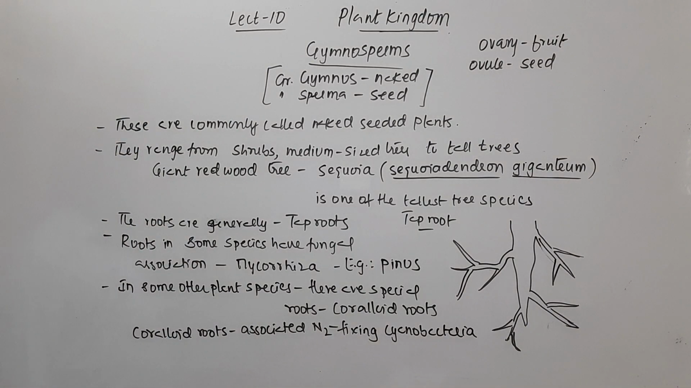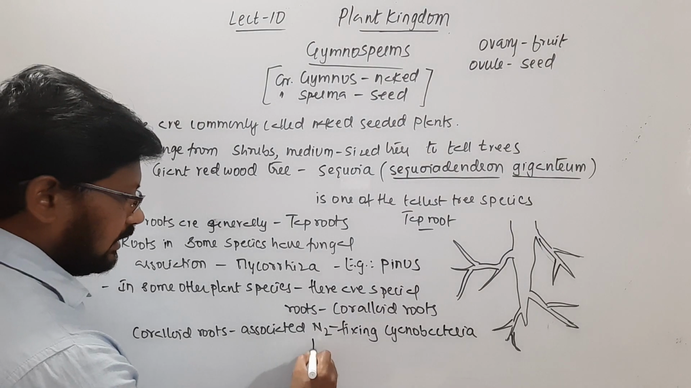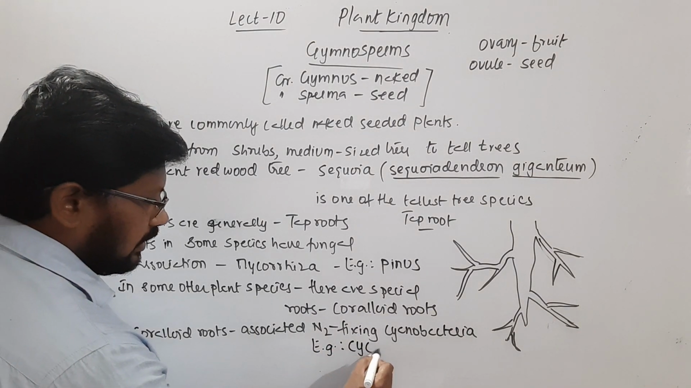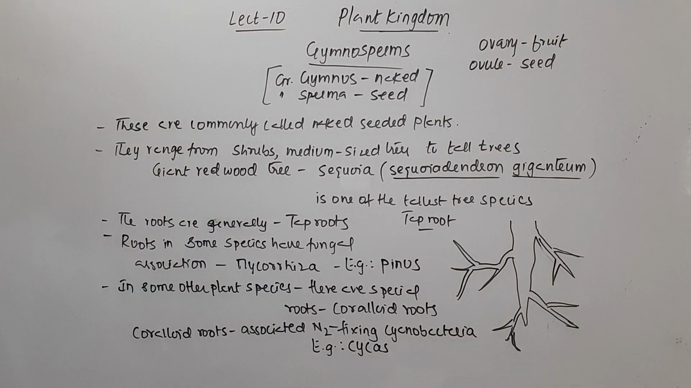Okay, so those cyanobacteria, we know they belong to the group Monera. Some of those cyanobacteria we see associated with the roots of these gymnosperms, and those roots which are associated with these cyanobacteria are called coralloid roots. Such coralloid roots we see in the case of cycas. So cycas is a gymnosperm that shows the presence of these coralloid roots.